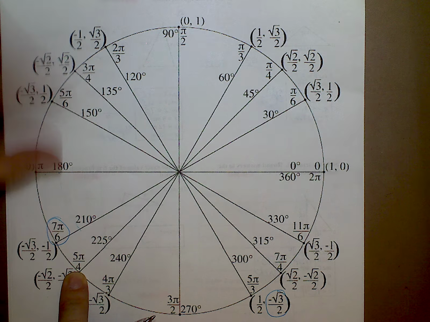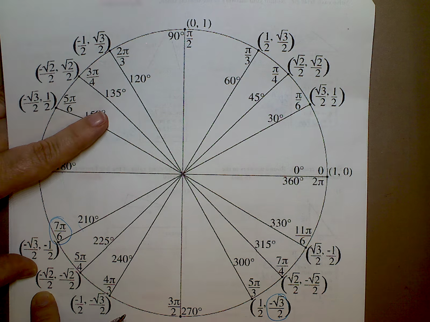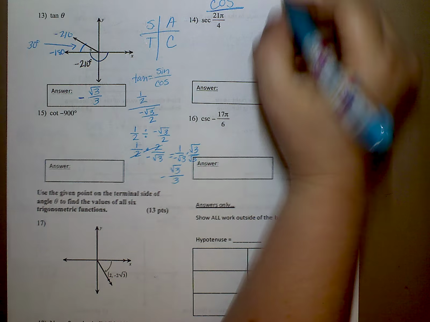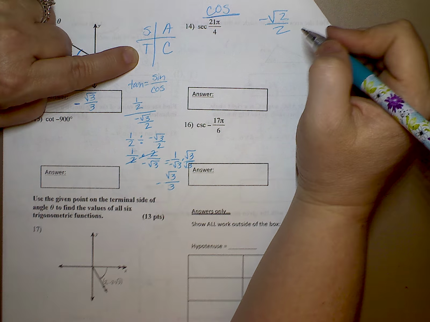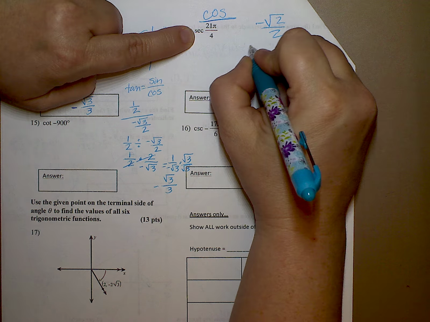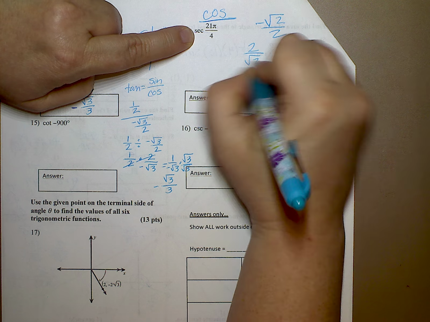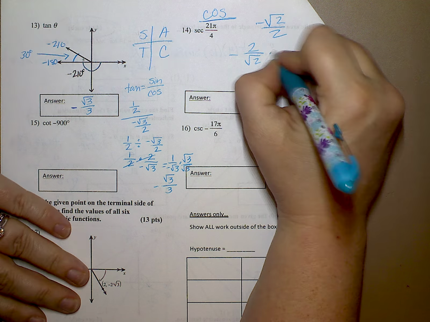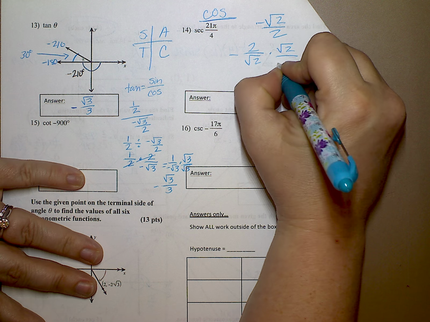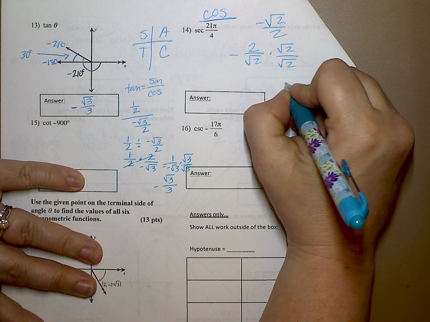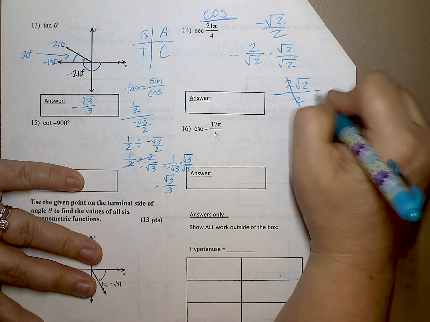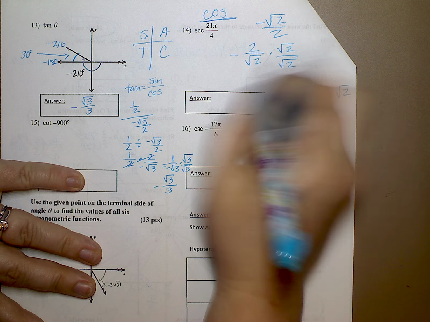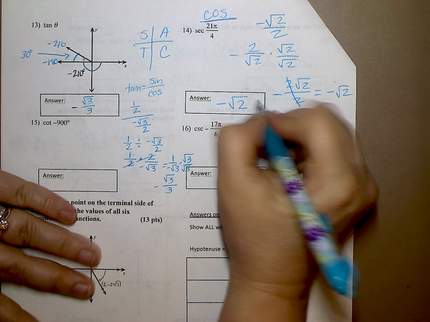So what is the cosine value of 225 degrees? Negative radical 2 over 2. And again, cosine is negative in that quadrant, so that's good. So to find secant, I just flip it. Get that radical off the bottom. That gets me 2 radical 2 over 2 with a negative sign. Those cancel, and I'm left with what? Negative radical 2.